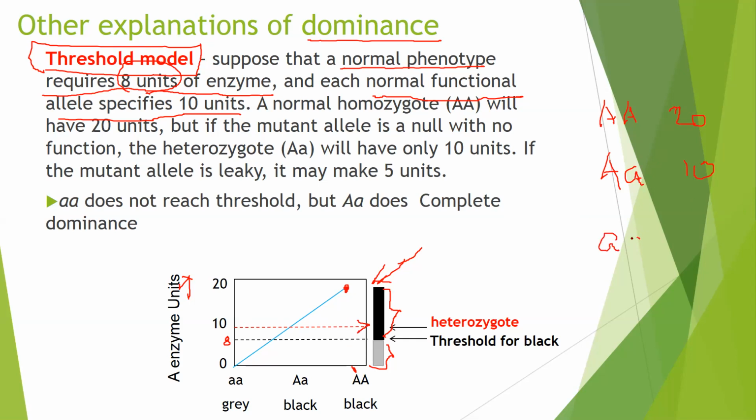However, if you look at the homozygous recessive alleles, this can produce 0. So it is lower than 8. So then it will give you a different phenotype. So in this case, we say big A is complete dominant to little a. So this is a complete dominance situation. Threshold model.